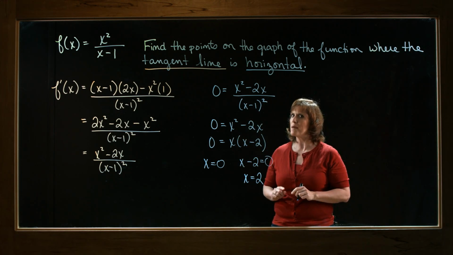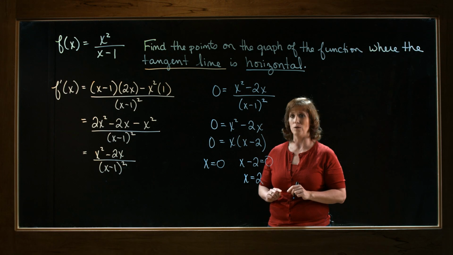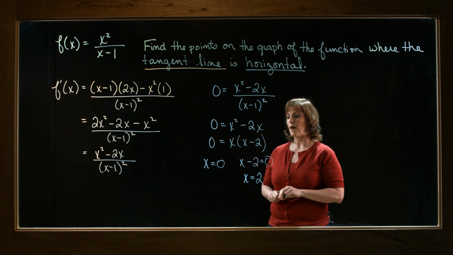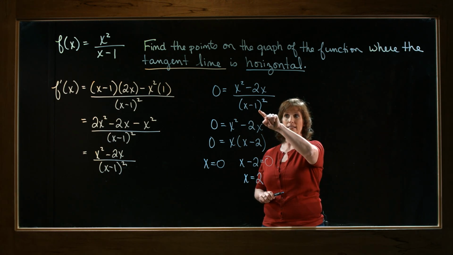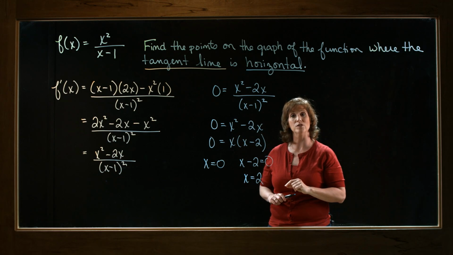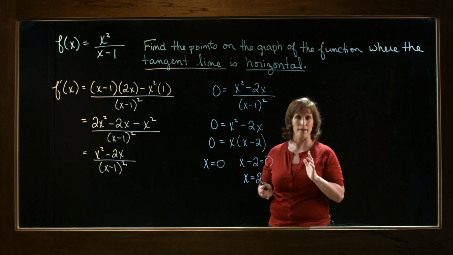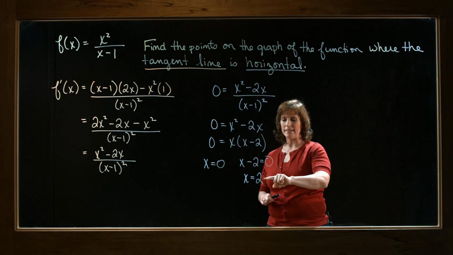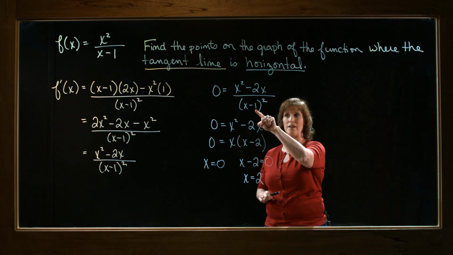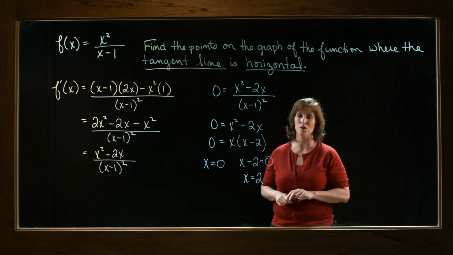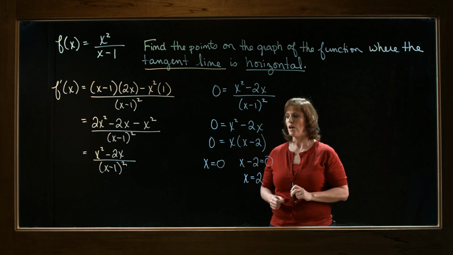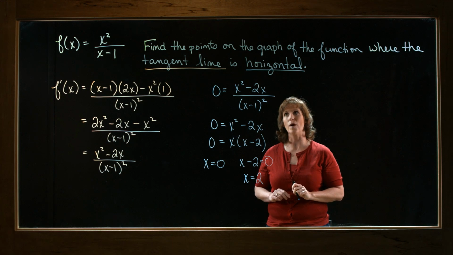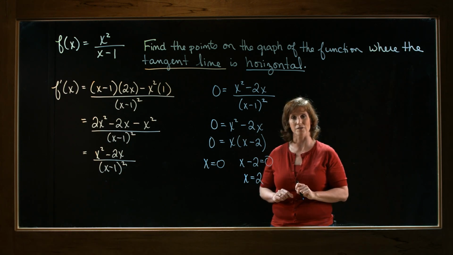Now remember, we want to make sure that my denominator is not equal to 0 at these points. And if I plug 0 in for x into the denominator, I'm going to have a negative 1 squared, which is a positive 1, and I'm okay there. In the second case, when x equals 2, I'm going to have a positive 1 squared, which is also 1, and again, I'm fine. So there are going to be two different places where the tangent line is horizontal.